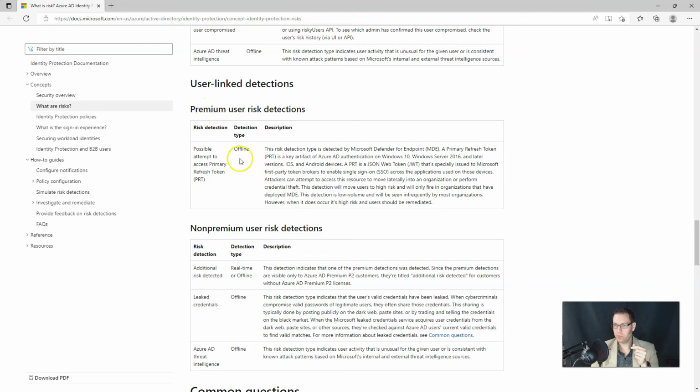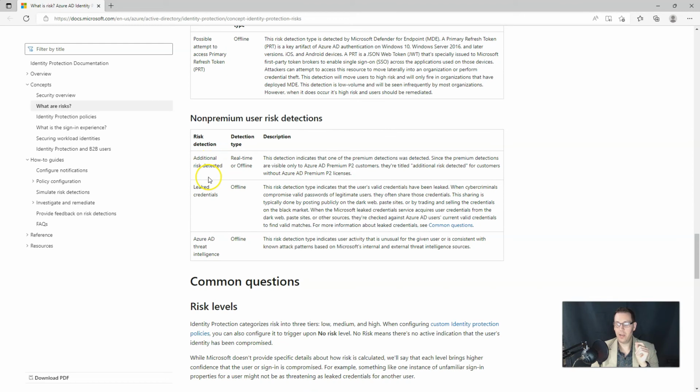So we see we have this premium one here, which is a primary refresh token. Again, it's a session hijacking scenario. We can see that Microsoft Defender for Endpoint generally picks this up. Don't worry too much about the nitty-gritties of it here. Just understand that this is a common scenario where, hey, leaked credentials.